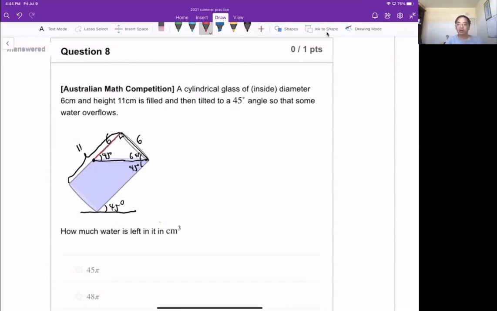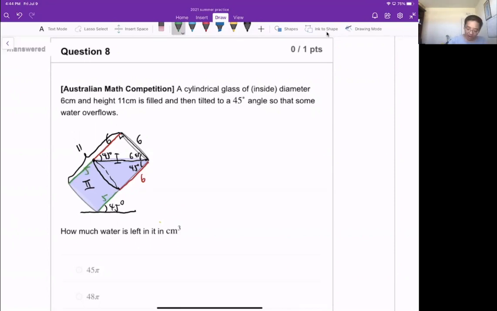Now we want to calculate the volume of the water. We can separate it into 2 parts. So say this is part 2, and this is part 1. All right, here we have 6. And for part 2, the height then will be 11 minus 6, that is 5.